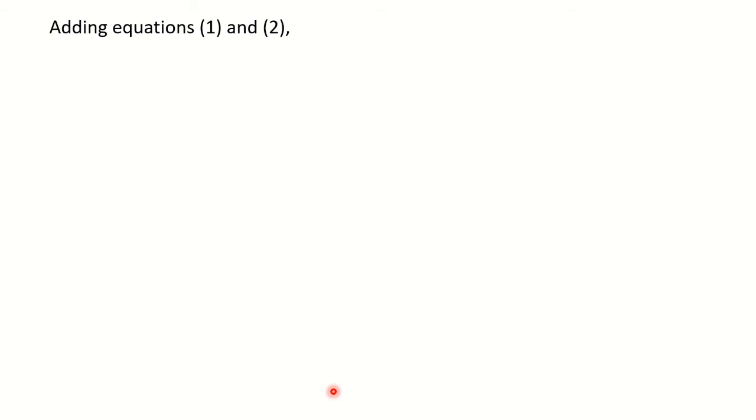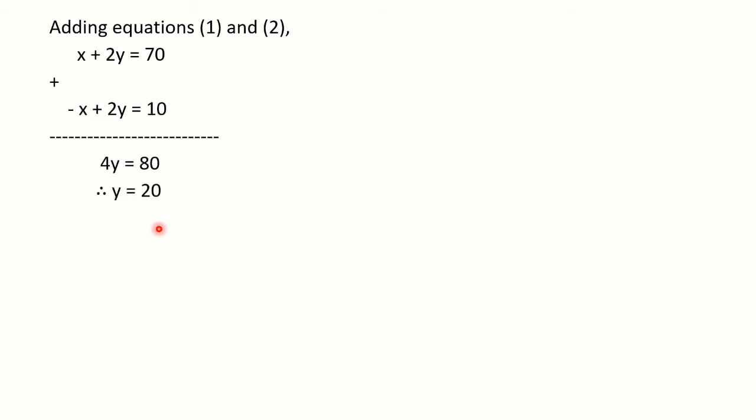Write equation number 1 up. Then write down the plus sign in between which shows addition. Then write down equation number 2. Okay. Now what you can observe here is plus x and minus x. The addition is 0 here. And here 2y plus 2y is 4y. And here 70 plus 10 is 80. So what we are going to get? 4y is equal to 80. And therefore y is equal to 80 divided by 4. That is y is equal to 20. Okay, so after adding, the variable x is eliminated. And we got the value of variable y here.